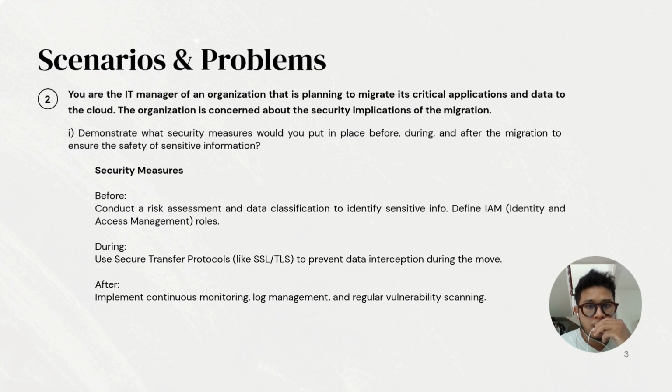The next key security measure I will implement is during migration. Use secure transfer protocols such as TLS 1.3 and VPN tunnels. Encrypt all the data during transfer. Migrate in phases with real-time monitoring and a rollback plan ready. Last but not least is after migration. Enable continuous monitoring and centralized logging. Perform regular vulnerability scanning and penetration testing. Enforce MFA and conduct ongoing security awareness training.